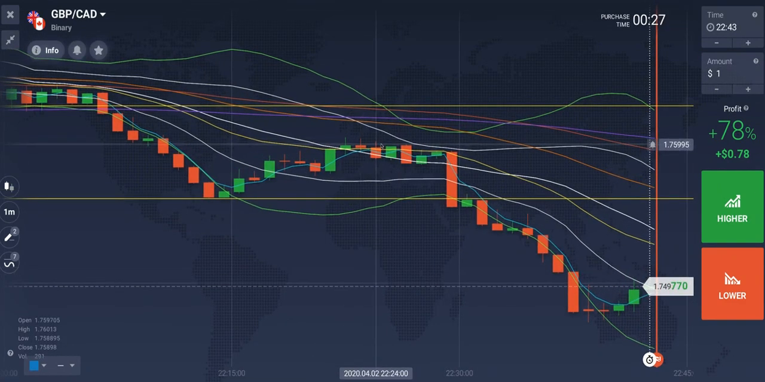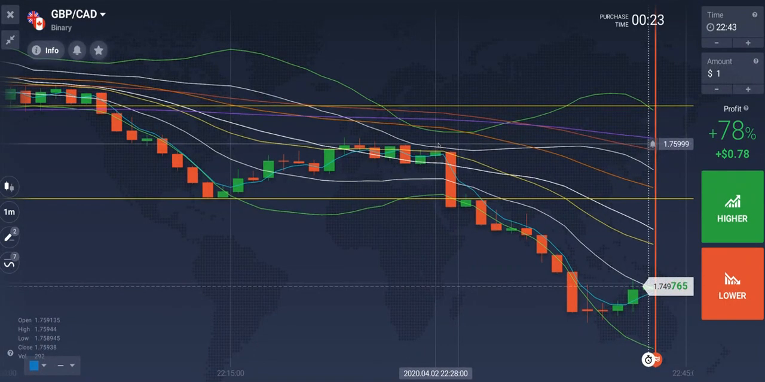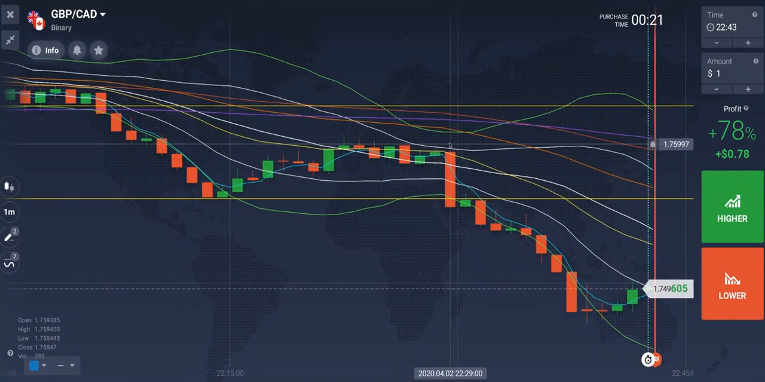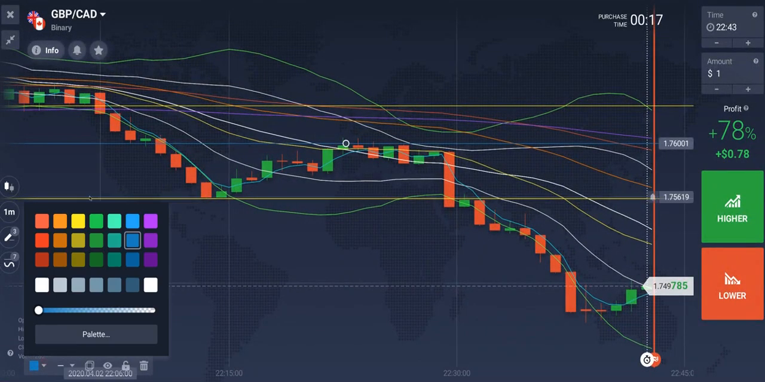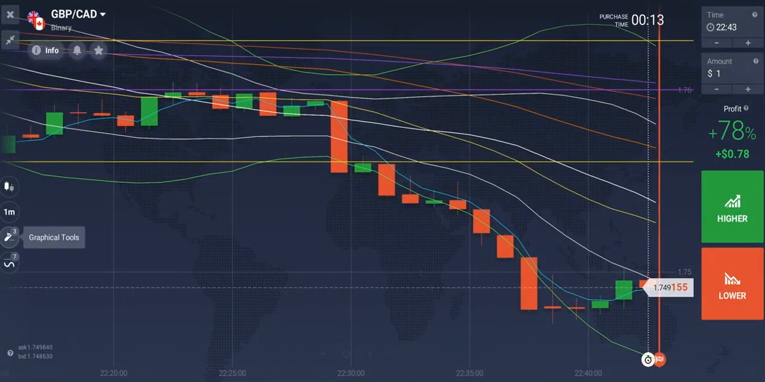Let me try to plot the level. It's not so easy. Let me zoom in a bit more so I can get the level properly.